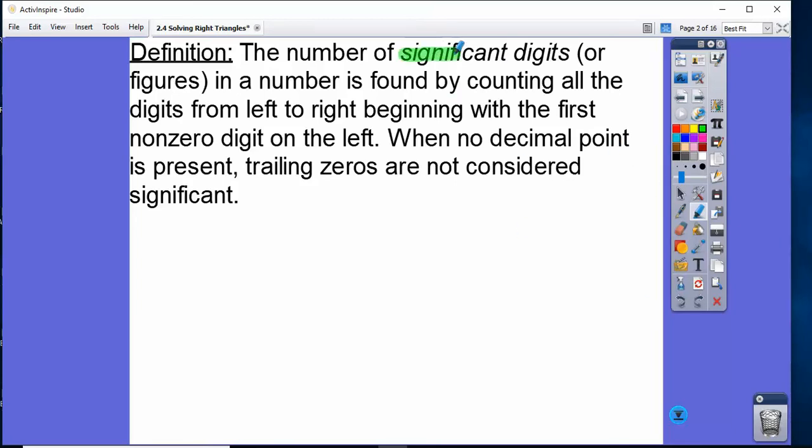So when I'm talking about significant digits or significant figures, what we are going to do is count all digits from left to right, beginning with the first non-zero digit. Okay, so we'll go from left to right, beginning with the first non-zero digit. If there is not a decimal point, we do not count trailing zeros. So let's jot down these rules and then we'll look at some examples and really explain what I mean by those.